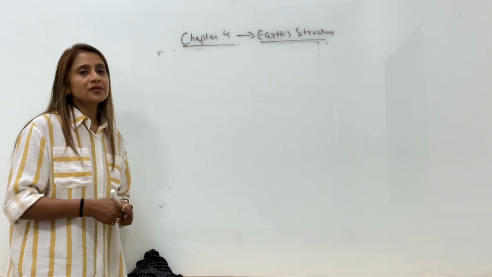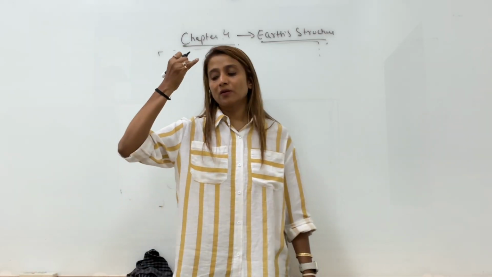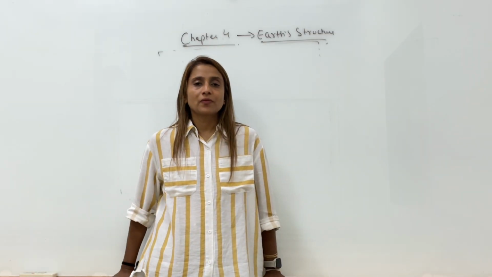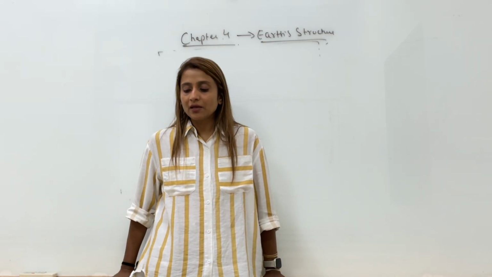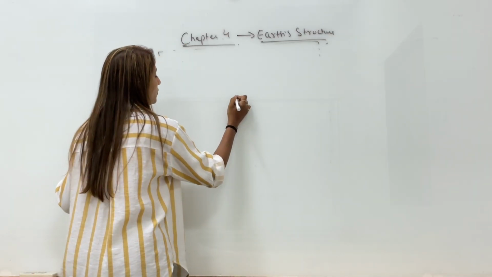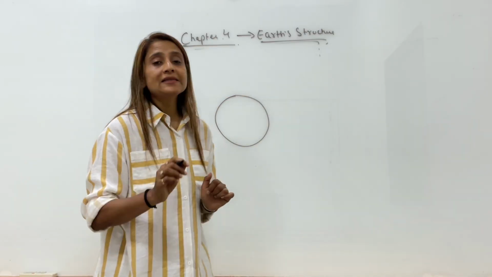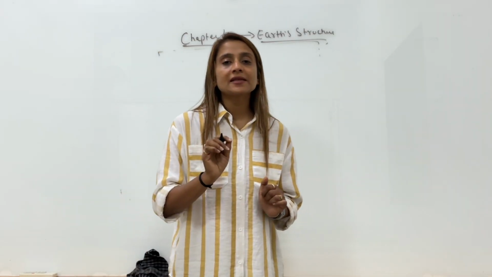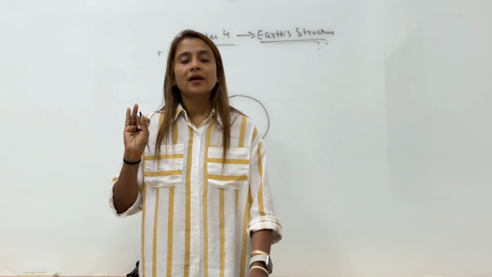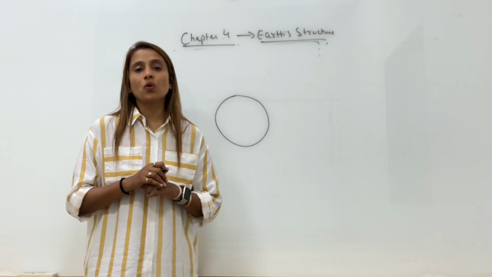So the innermost layer we are going to talk about. Earth's interior is made up of 3 layers: core, mantle and crust. First let's start with the core. The innermost, densest and inaccessible layer is called the core.